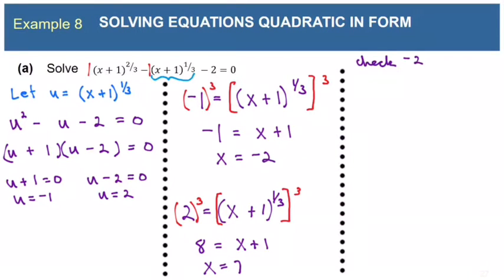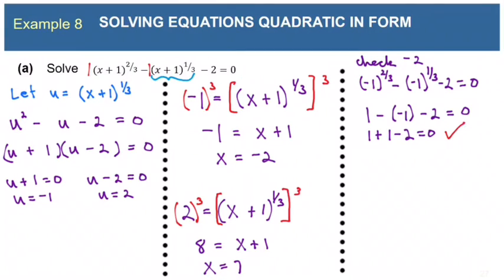And let's go ahead and check both of those solutions. So putting the negative 2 in place of the x, I'm going to get negative 2 plus 1, which is negative 1, in both parentheses. Okay, now negative 1 to the 2/3 power, what you do is you take the cube root and then square it. So the cube root of negative 1 is negative 1, and then negative 1 squared is positive 1. And then it's going to be minus the cube root of negative 1, which is negative 1. And then we have our minus 2 equals 0. So let's see if this is going to check now. 1 plus 1 is 2, and 2 minus 2 is 0, so that does check.